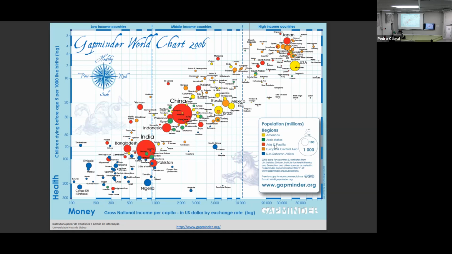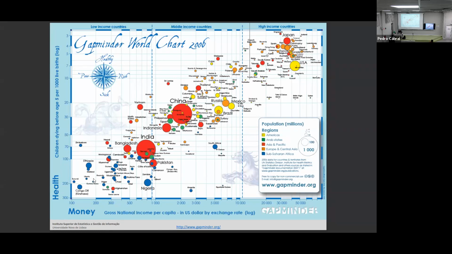And then we also have color for encoding a qualitative attribute, which is the region, okay? And then we are using the size of the points to encode the population in millions. So we have China, the biggest circle, and India, okay? The color represents the region. And then they are positioned according to the child mortality and also the gross national income.